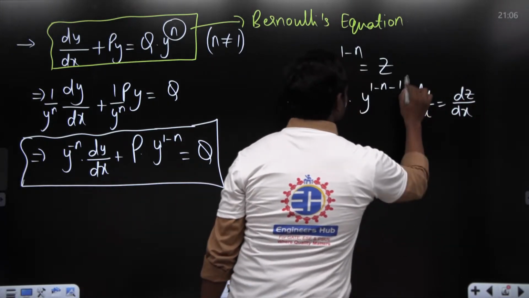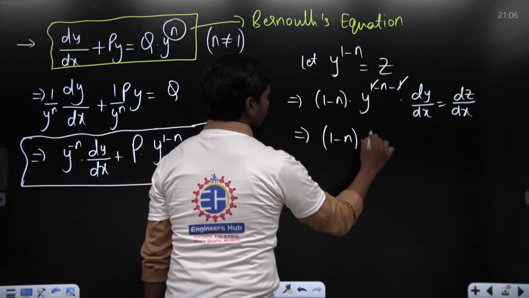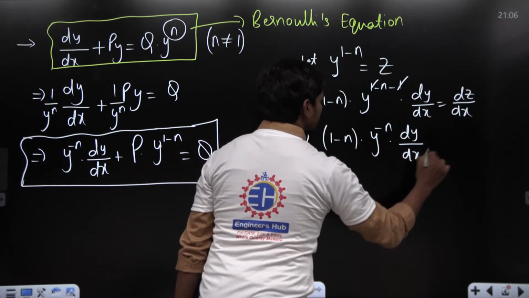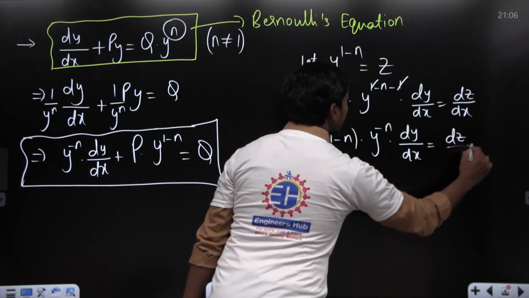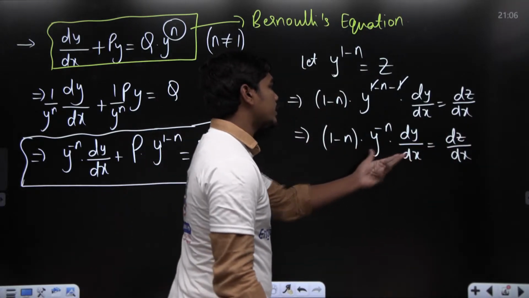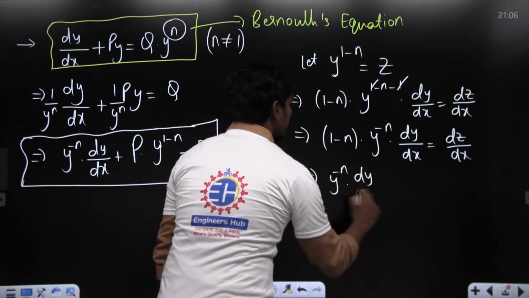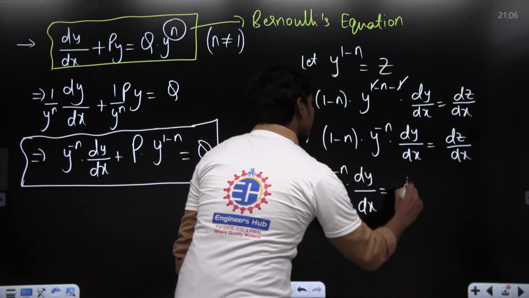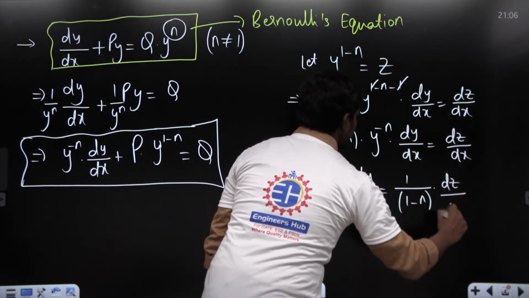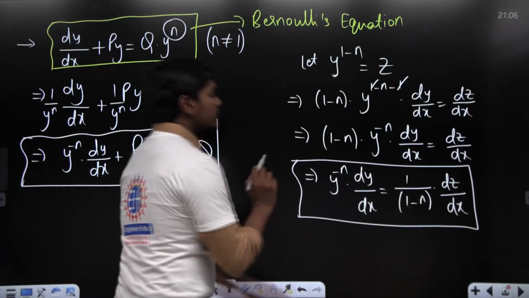Correct? Now this and this get cancelled, which means 1 minus n times y power minus n into dy by dx is equal to dz by dx. Yes or no? Now let me get the expression for this: y power minus n into dy by dx is equal to 1 by 1 minus n into dz by dx. This is what you have by making this particular substitution here. Correct?